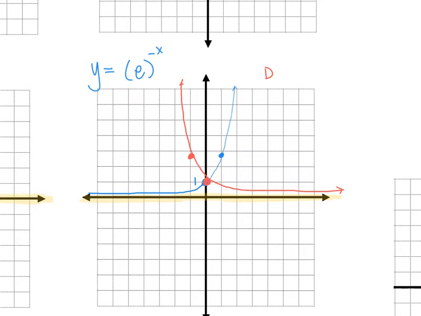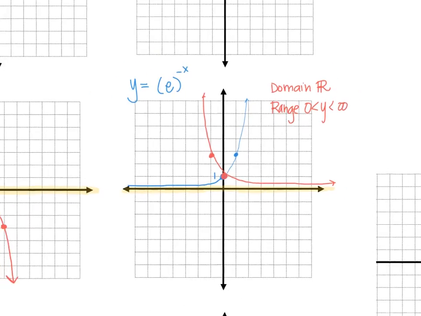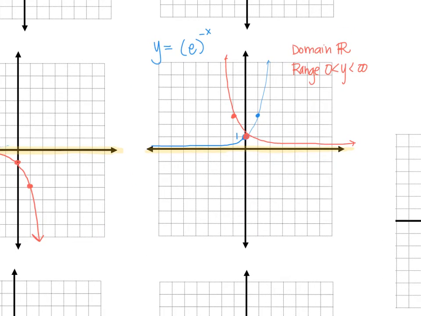My domain doesn't change. My domain is still all real numbers. My range, I just think what's the lowest it would get. It's not going to touch it, but my lowest it would get would be 0. And my highest is infinity. Okay, how you doing so far?